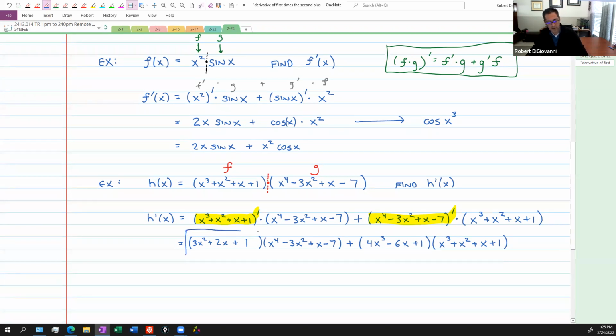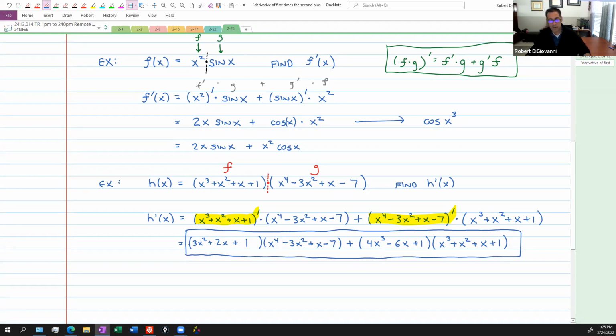I'm going to leave our answer like this, okay? That is the derivative, all right? Yes, you could multiply that all out, expand everything out and collect like terms. But for us, when we're doing these sections, we're just going to leave these derivatives in this form. We're not going to try and simplify them.